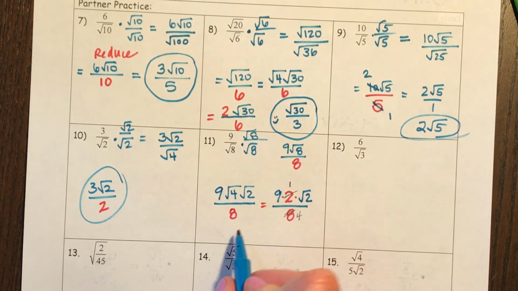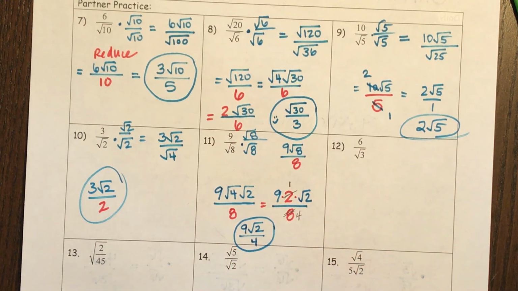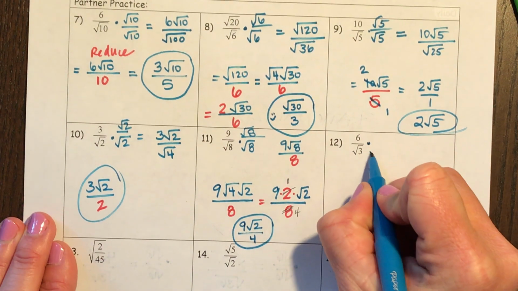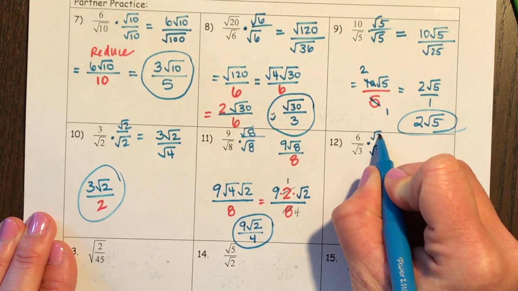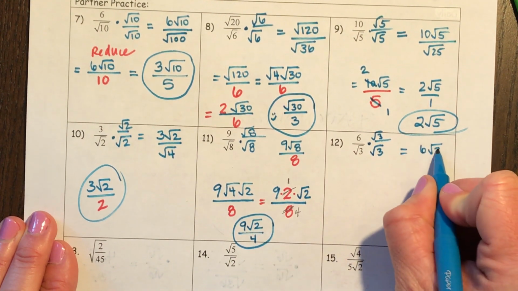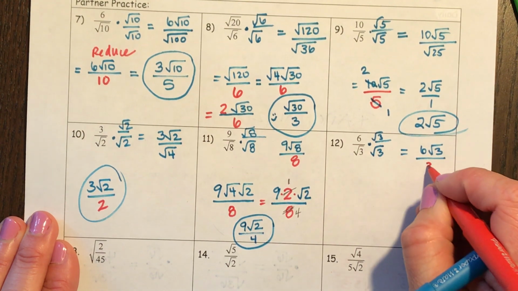So I have 9 times 1, which is 9 square roots of 2 over 4. The 2 and the 4 cannot reduce because the 2 is inside the radical, 4 is outside the radical. All right, now number 12. Multiply by square root of 3 over the square root of 3. This is going to be 6 square roots of 3 over the square root of 9, which really is 3.